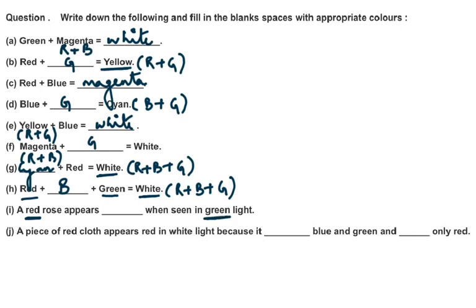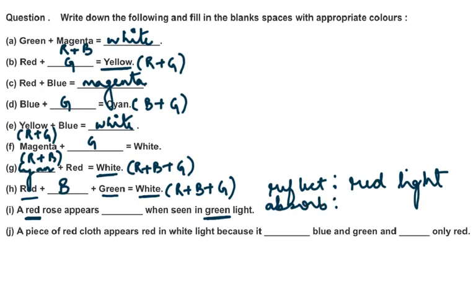See, if the rose is red, it is supposed to reflect red light. And what is it going to absorb? The other two primary colors, which are blue and green light. Since we shine upon it green light, this red rose is going to absorb the green light, and so it will appear black.